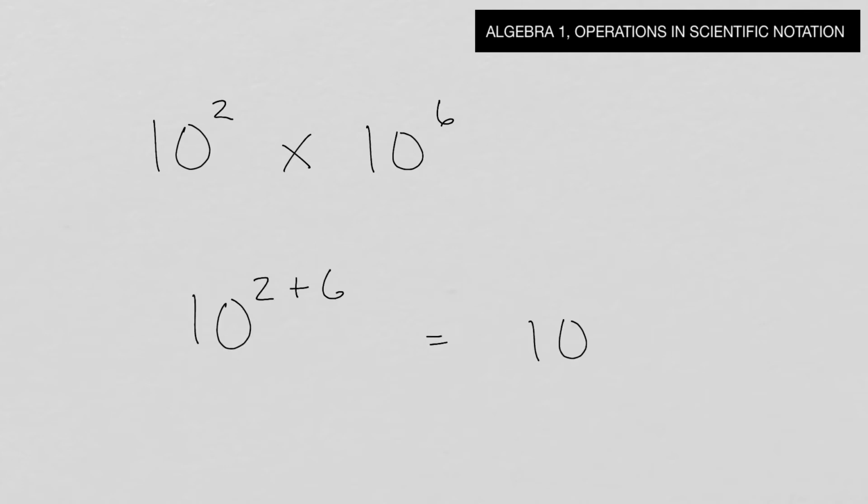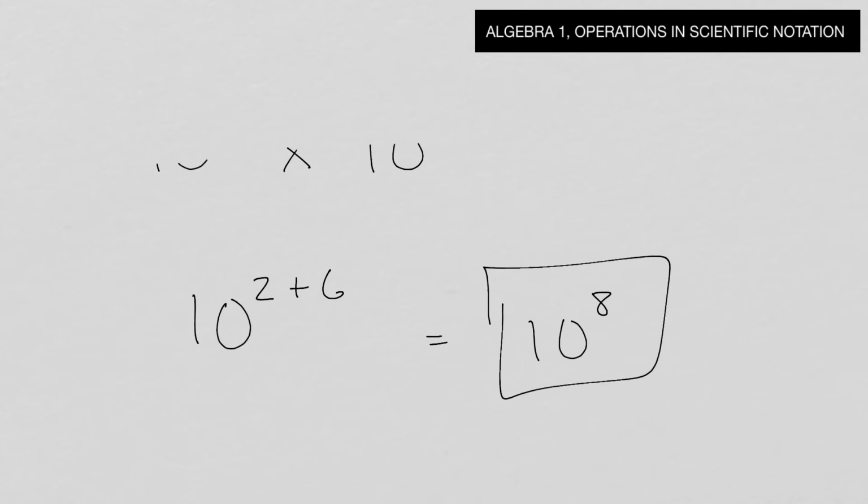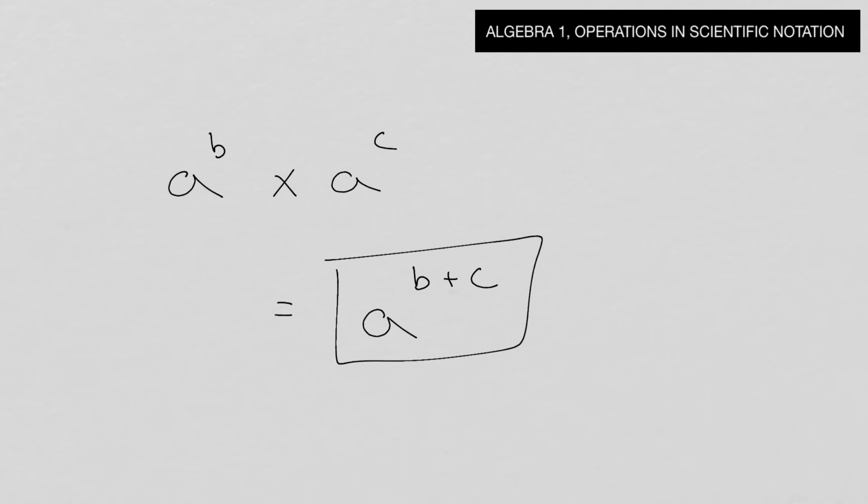One other concept that you need to know is that if I have 10 squared times 10 to the 6th, you're going to add those exponents. So that's basically 10 to the 2 plus 6. That equals 10 to the 8th power. This is your algebraic identity, that if you have the same base, let's say base A raised to the B times base A raised to the C, that equals base A raised to the B plus C.